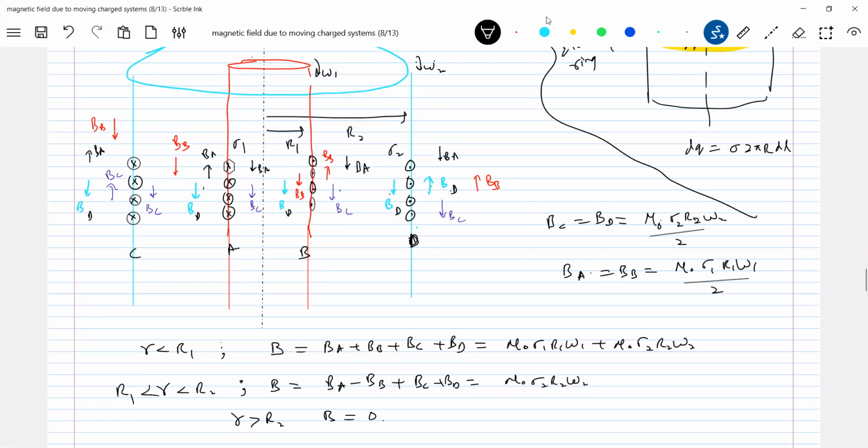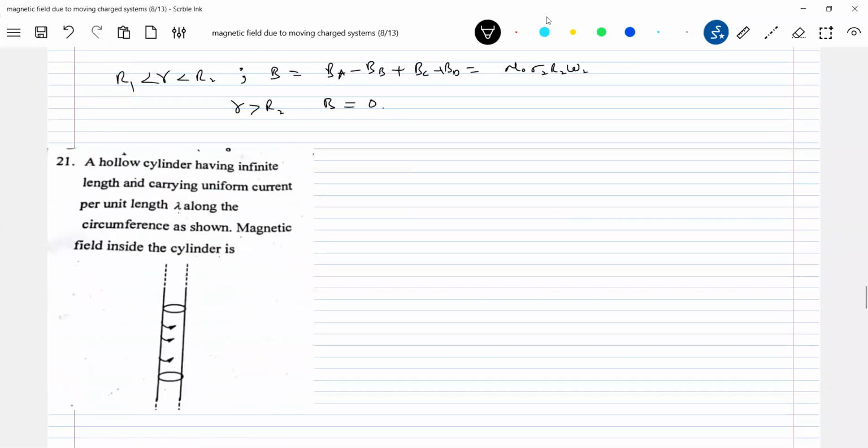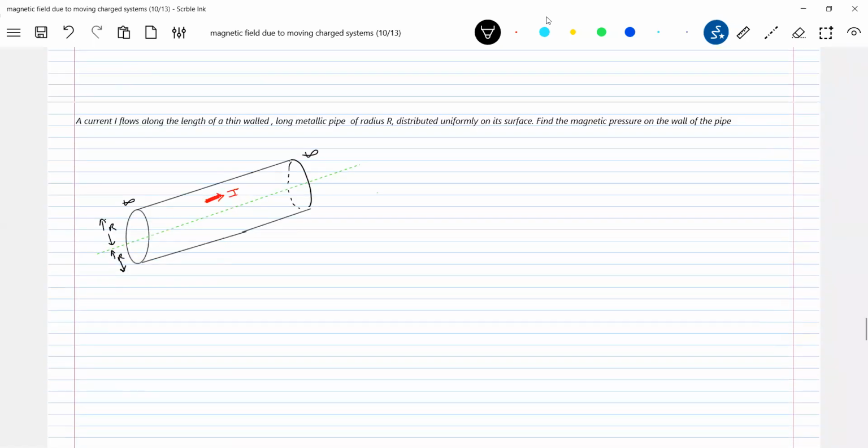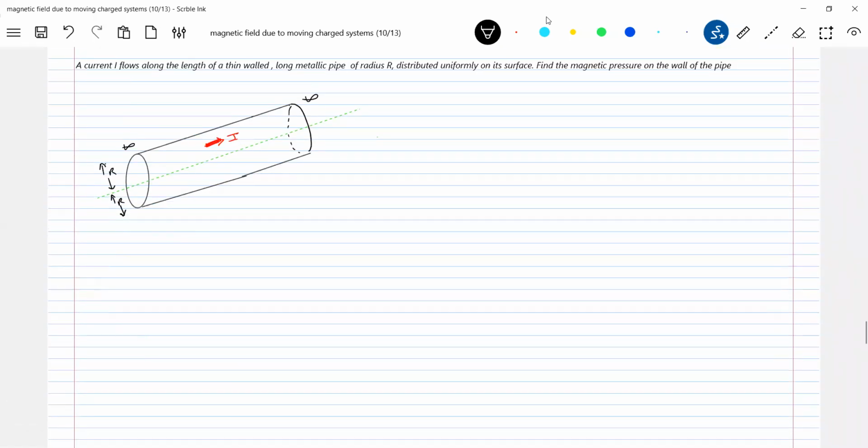Okay, now we'll go for the last one. Okay, next class we'll discuss. Find the magnetic pressure on the wall of the pipe. Magnetic pressure.